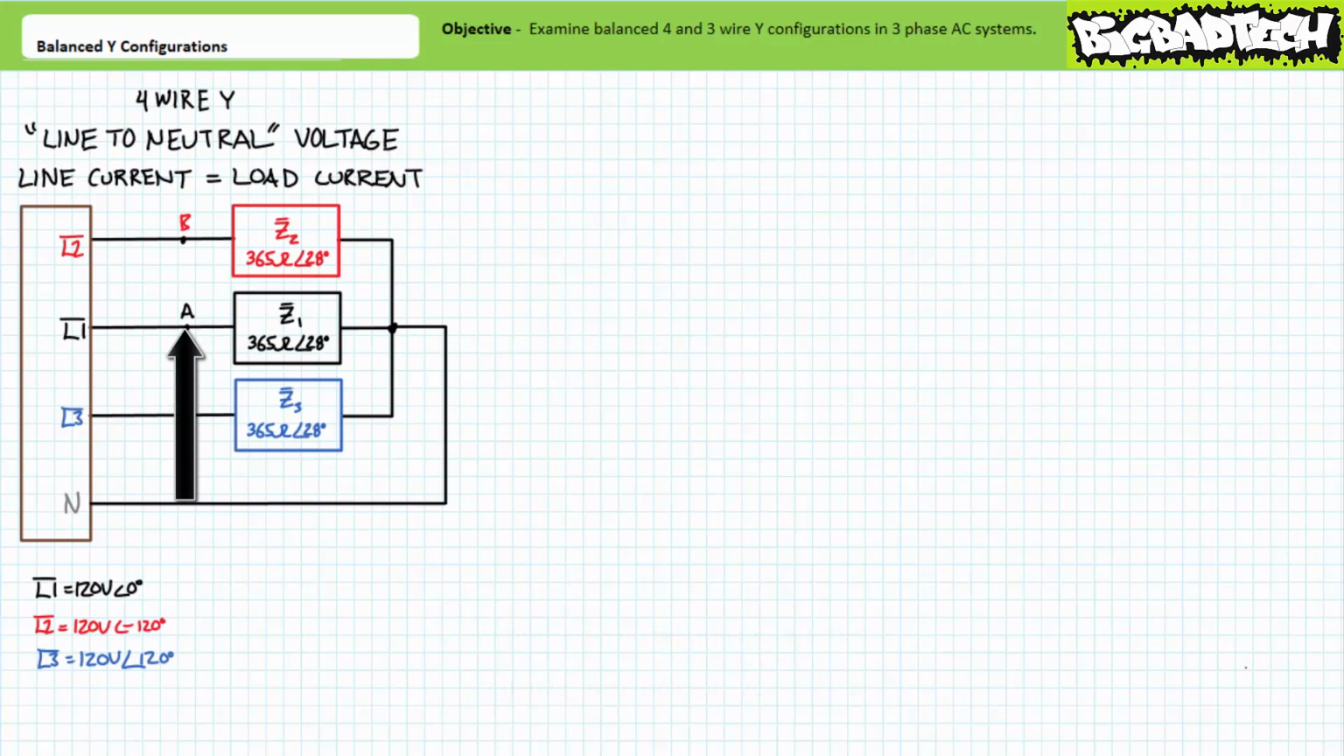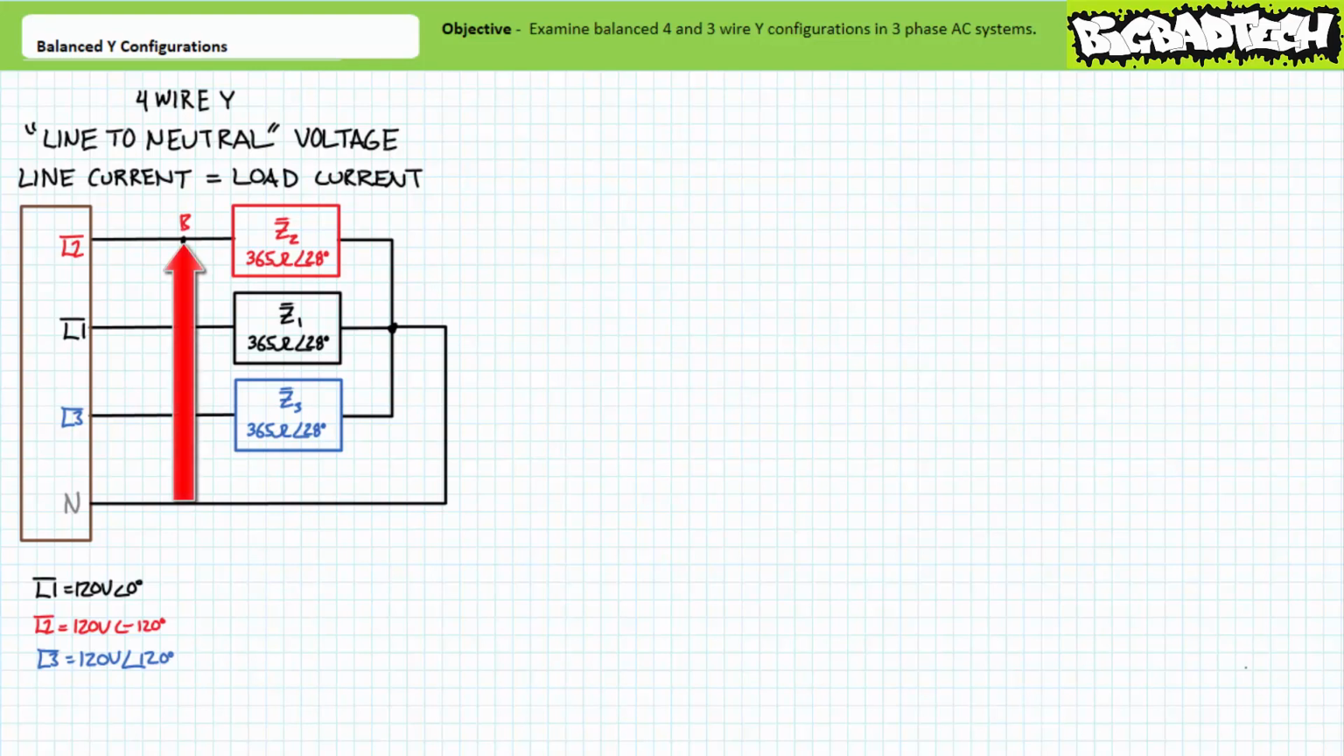Source L1 establishes a differential of 120 volts at an angle of 0 degrees between node A and node N. Load impedance Z1 goes from node A to node N. It makes sense that the voltage across load impedance Z1 is 120 volts at an angle of 0 degrees.